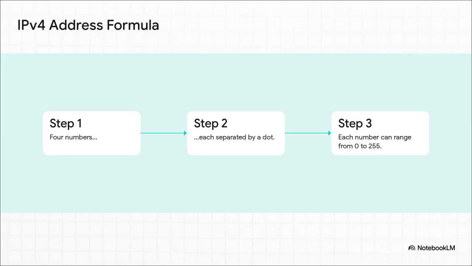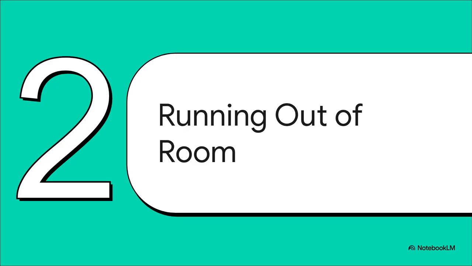The formula is incredibly simple. It's literally just 4 numbers separated by a dot, and each of those numbers can be anything from 0 all the way up to 255. That's the whole structure. Pretty easy, right? But that beautifully simple system had a tiny little flaw. A flaw that the internet's pioneers didn't really see coming. It was just too small.